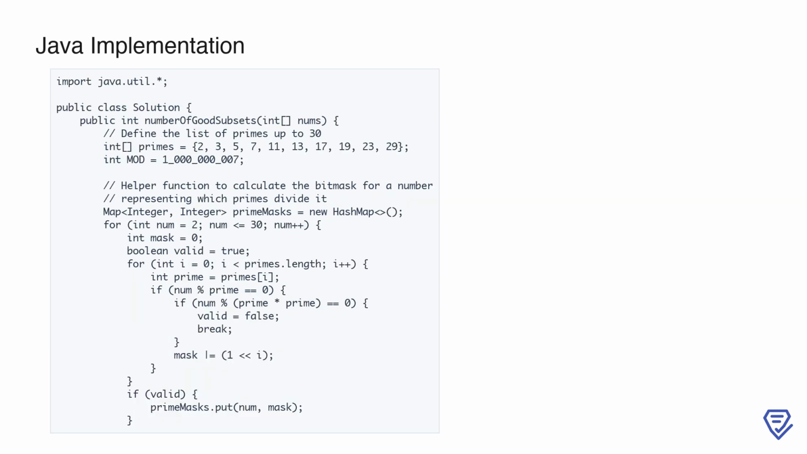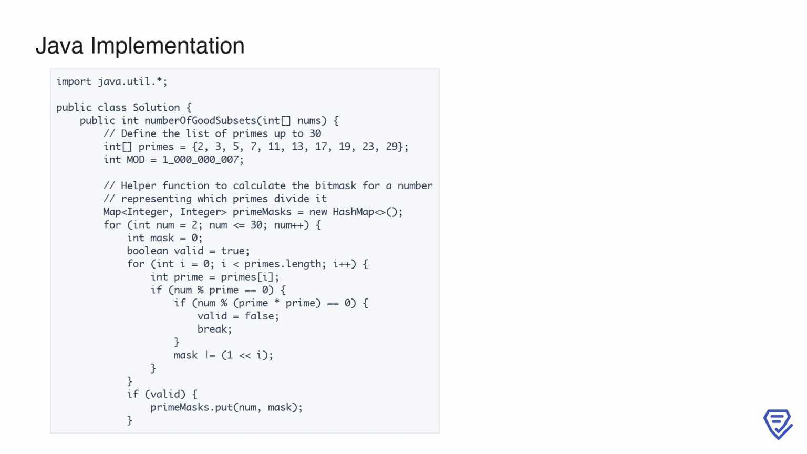Here, we start by defining the list of prime numbers that are less than or equal to 30, as primes will play a critical role in determining the validity of subsets. We also define a constant, mod, to handle modular arithmetic since results can grow very large.